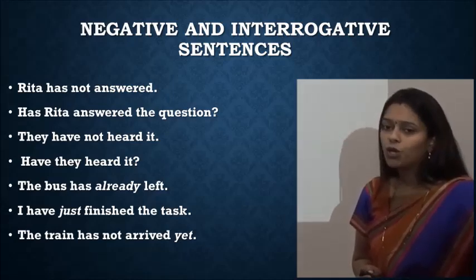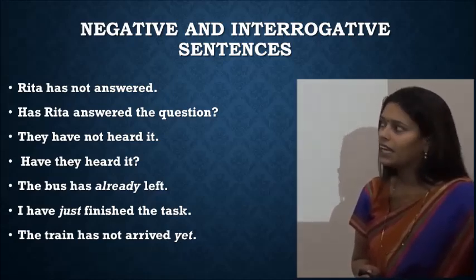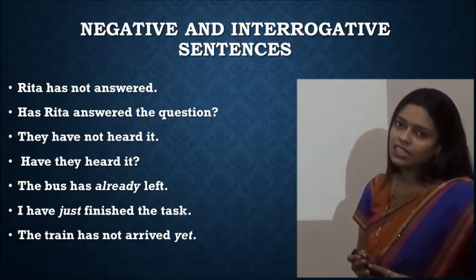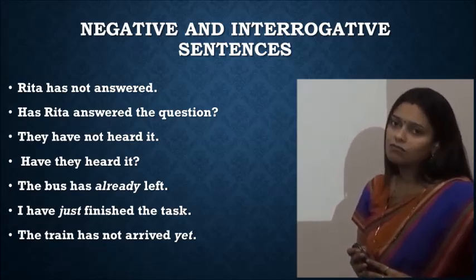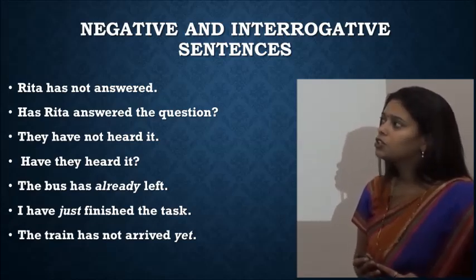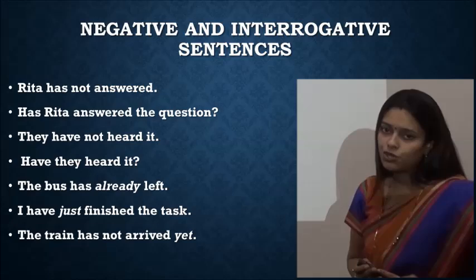I have put the supporting verb or helping verb "has" at the beginning, and Rita as the subject, "answered" as the main verb. The question is again an object with an interrogative mark, that is, a question mark. So this is the structure that you have to follow once you want to make a sentence an interrogative one.